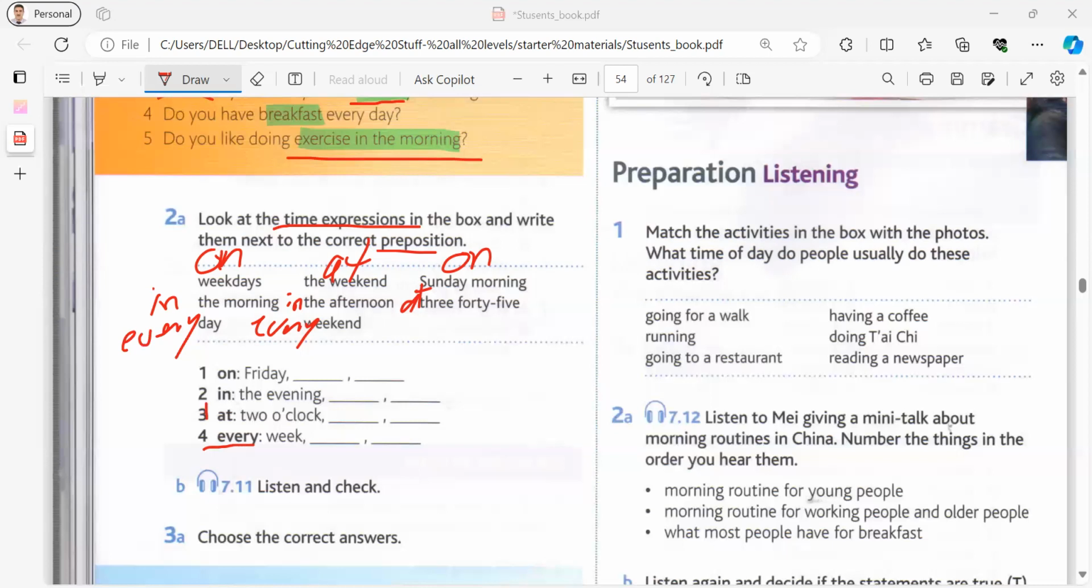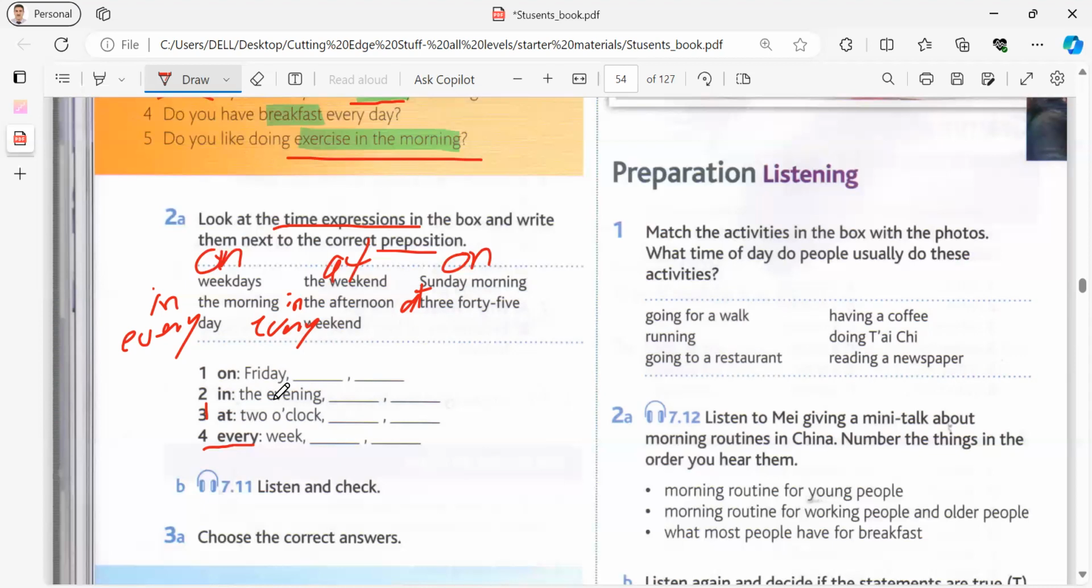Unit 7, Recording 11. 1. On Friday. Repeat, please. On weekdays. On Sunday morning. 2. In the evening. In the morning. In the afternoon. 3. At 2 o'clock. At the weekend. At 3:45. 4. Every week. Every day. Every weekend.